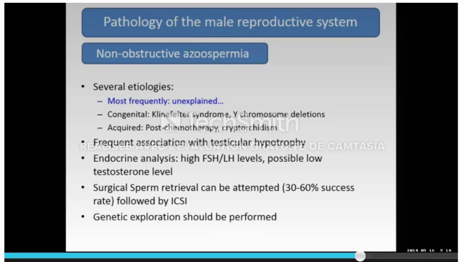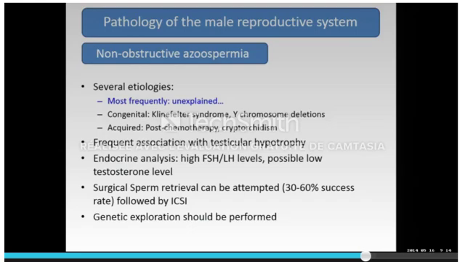Concerning non-obstructive azoospermia, there are several etiologies, but unfortunately, and this is one of the big problems of andrology nowadays, most frequently these NOA are unexplained. More or less, it depends on your experience and on the books and on the articles you read, but more or less, more than 2/3 of the cases remain unexplained.